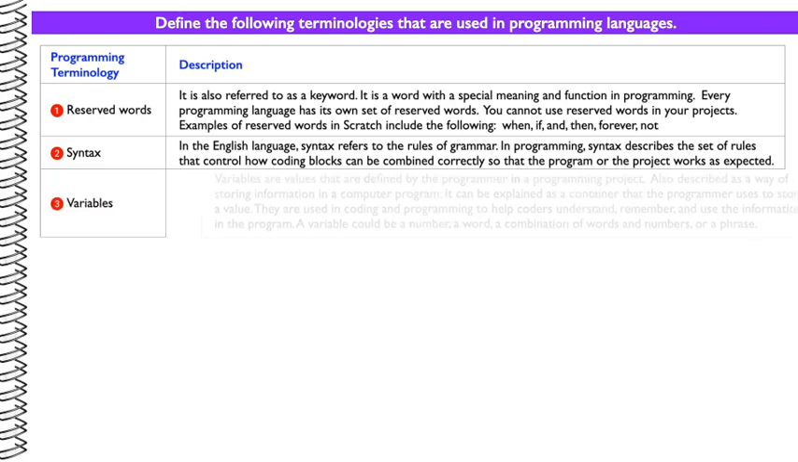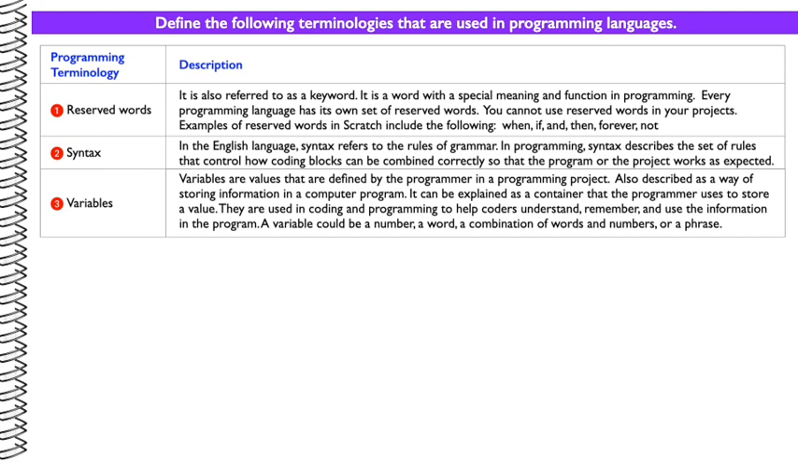3. Variables. Variables are values that are defined by the programmer in a programming project, also described as a way of storing information in a computer program. It can be explained as a container that the programmer uses to store a value. Variables are used in coding and programming to help coders understand, remember, and use the information in the program. A variable could be a number, a word, a combination of words and numbers, or a phrase.